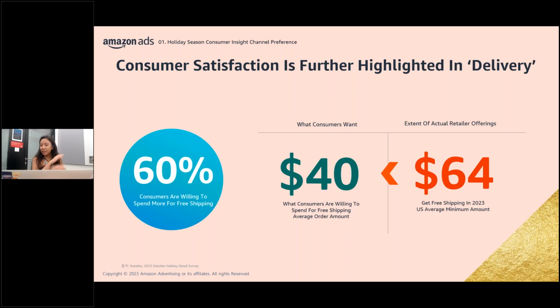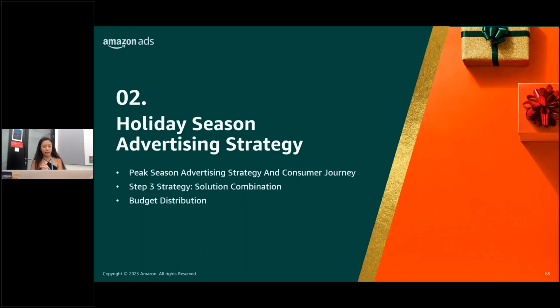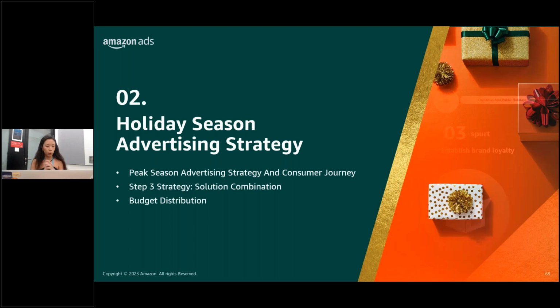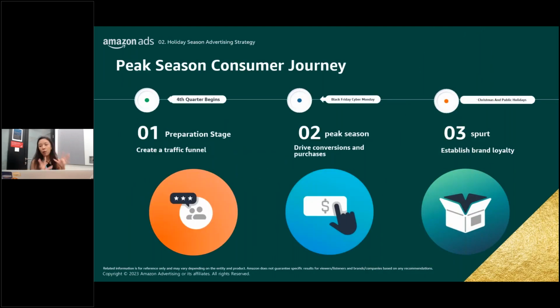And definitely, next we will go straight to our advertising strategy for our holiday season. So without further ado, this is how we look at 3 buckets for our peak season consumer journey. As the 4th quarter hits, this is what we call the preparation stage. In the preparation stage, you want to create traffic for all your listings. Number 1, as Martina mentioned, you want to do listing optimization, A+ content optimization, store optimization.